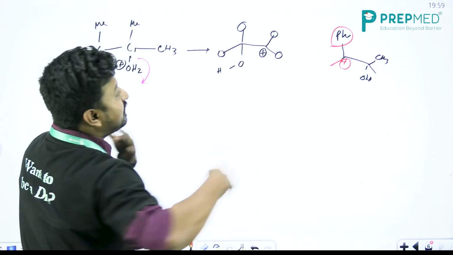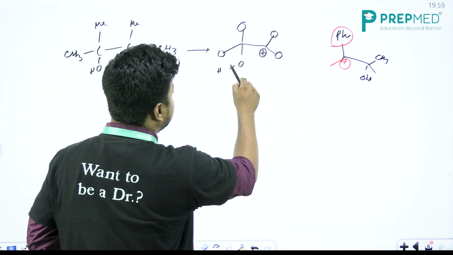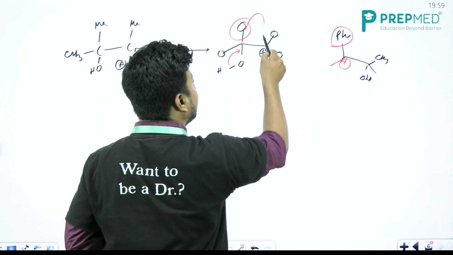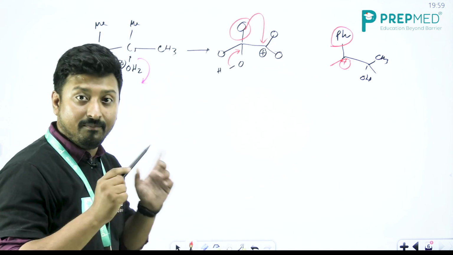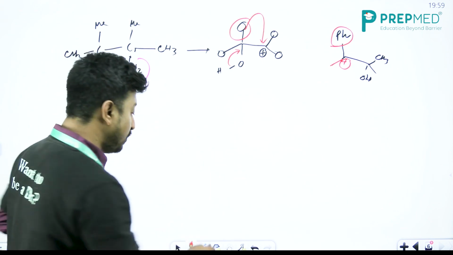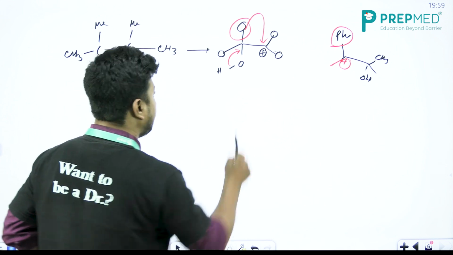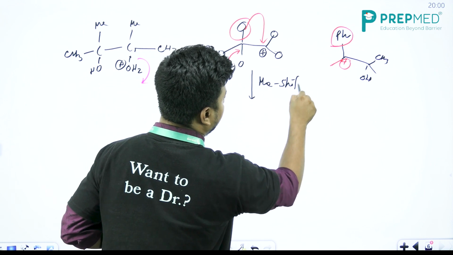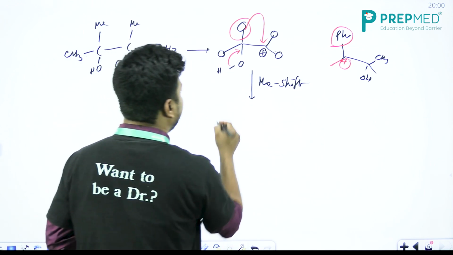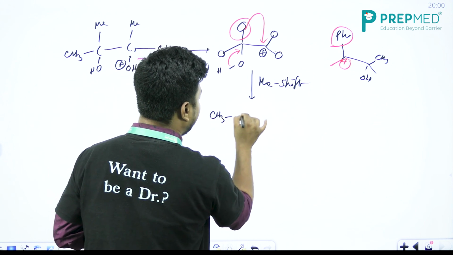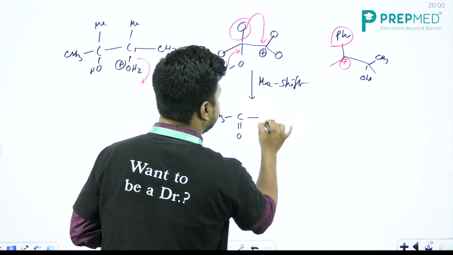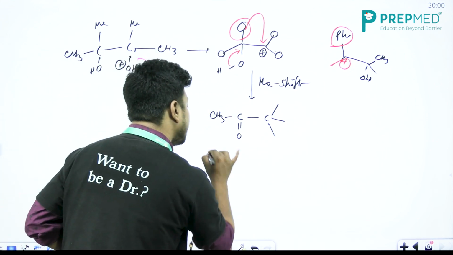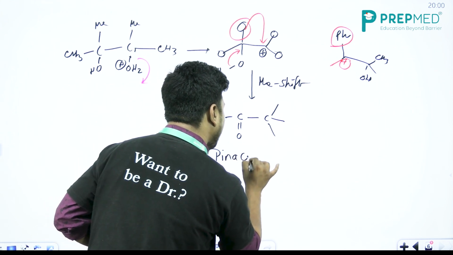Next part. Now the rearrangement portion comes. This OH goes back, and a methyl gets shifted to the next carbon. This step we simply call a methyl shift. And what is the product then? We will get CH3, C double bonded O, C, CH3, CH3, CH3. That is the final product, that is pinacolone.